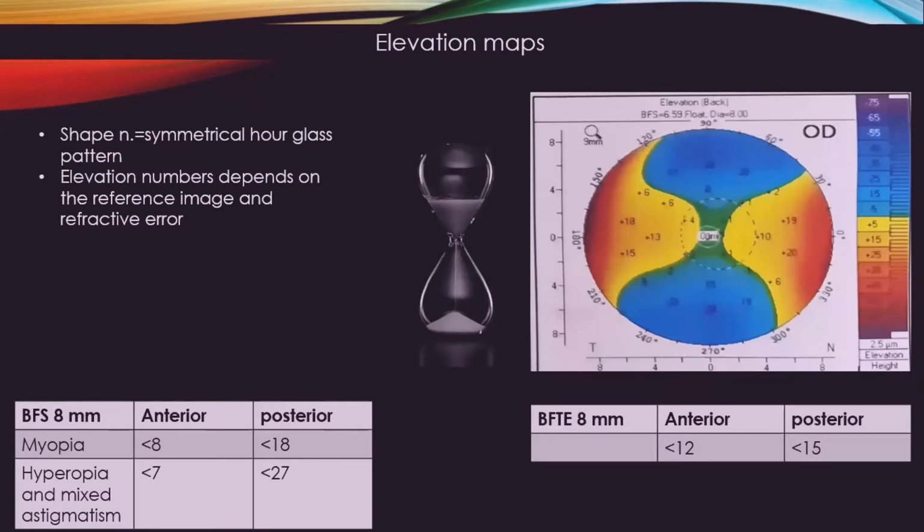Regarding the elevation maps, we have also to comment on the shape and the elevation numbers. And the elevation numbers, we have to look on the reference image that was used, which is the best fit sphere or the best fit toric ellipsoid. If it's a best fit sphere, we have to know whether he is myope or emmetrope or mixed astigmatism or hyperope, because each of these values have different normal and abnormal values. And if it's a best fit toric ellipsoid, so whatever the refractive error, the normal and the abnormal values are 12 and 15 for anterior and the posterior, respectively.